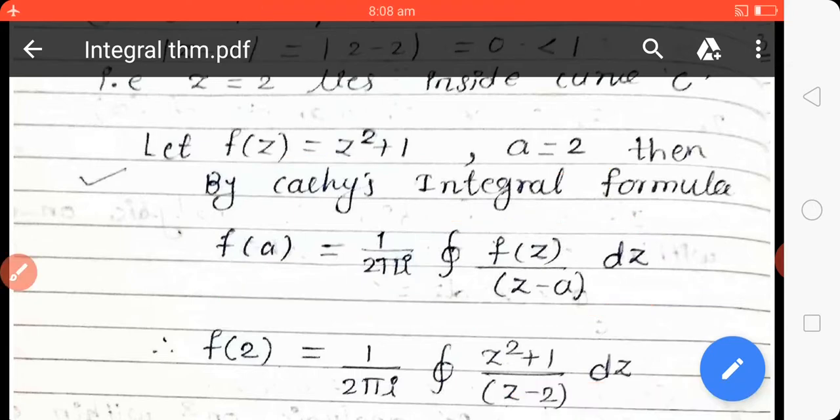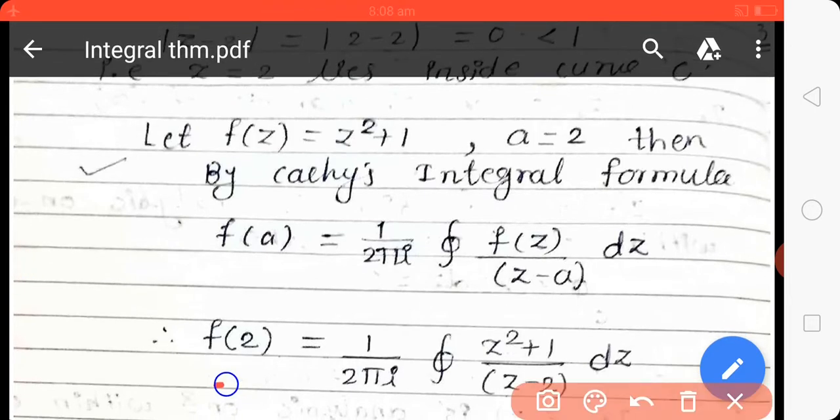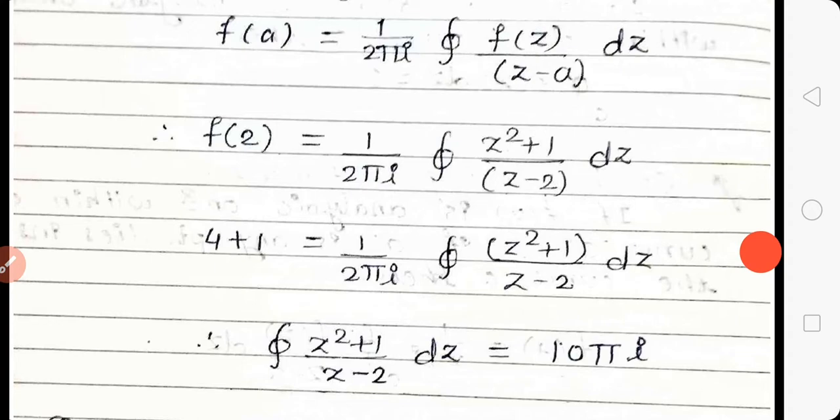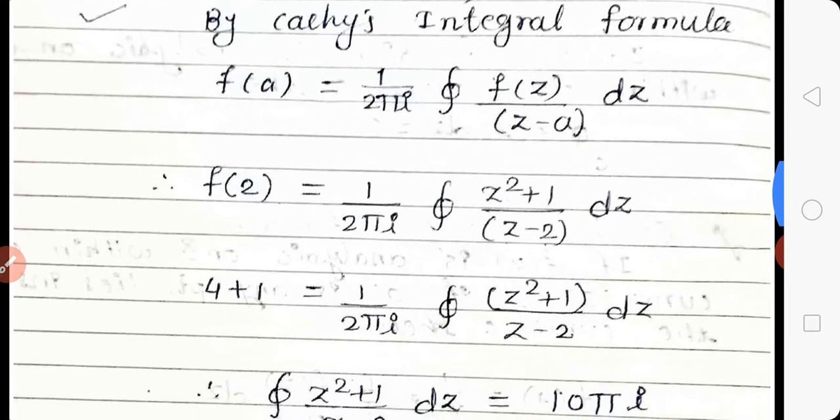Here, f of a, here the value of a is 2. Therefore, f of 2 is equal to 1 upon 2 pi i into the line integral over the closed curve C of (z square plus 1) upon (z minus 2) into dz. Now find the value of f of 2. For this, substitute in f of z, z is equal to 2. Then we get z square is 2 square plus 1, that is 4 plus 1.